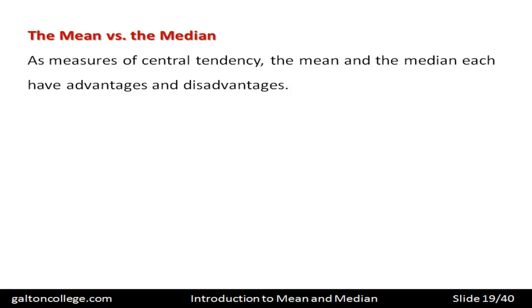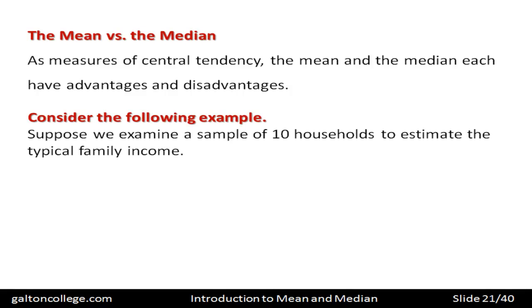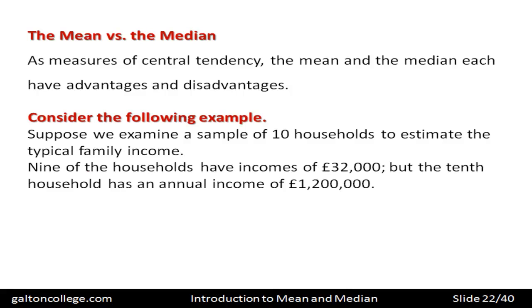As a measure of central tendency, the mean and the median each have their advantages and disadvantages, as I said. Now consider the following example. Suppose we examine a sample of 10 households to estimate the typical family income. So we're trying to work out what the typical family income is. Now this is in pounds, so we'll assume this is in the UK.